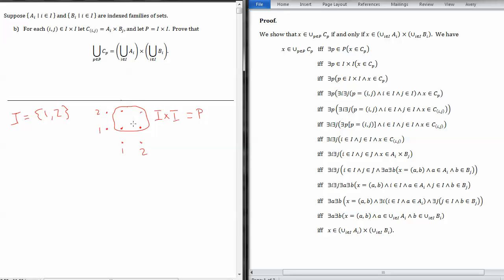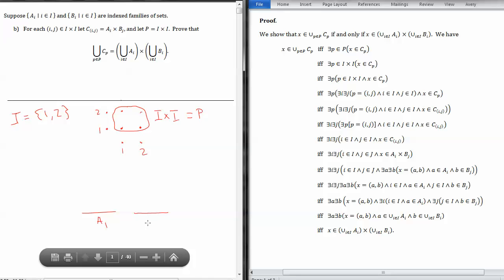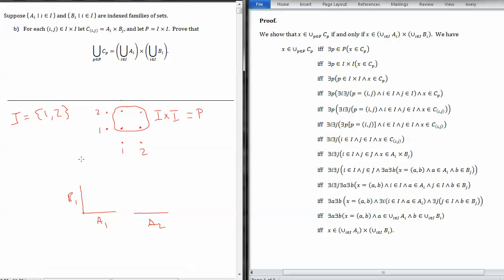And then C sub (i, j) is really just A_i times B_j. So first of all, we have A_i for i equals 1 and 2, and so we have A1 and A2. So let me draw A1 right here, and maybe an A2 right here. And similarly, we have a B1 and a B2. So do something like this.